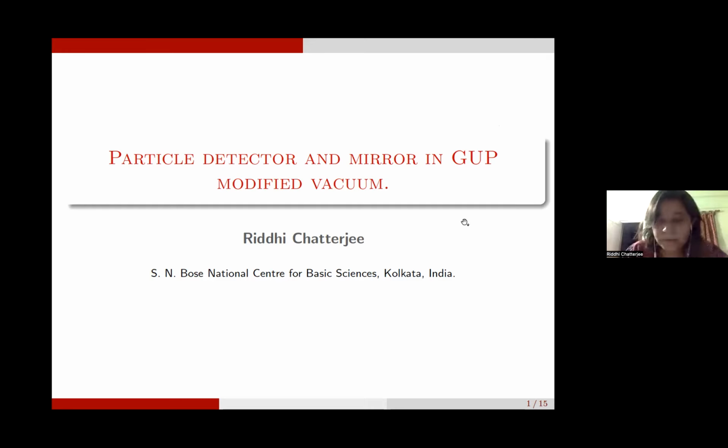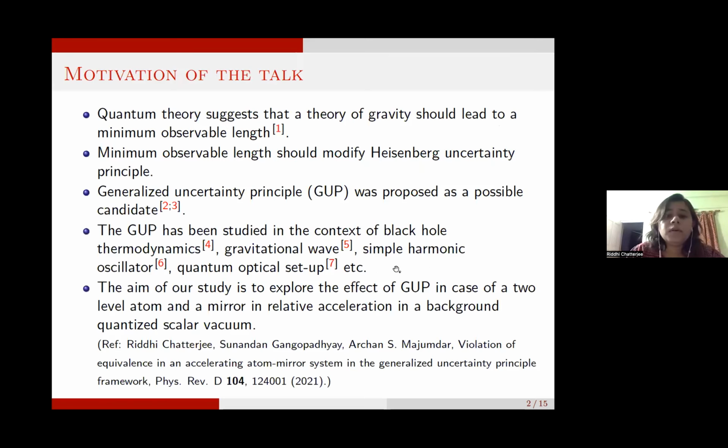So in this lecture, we will consider relativistic atom field interaction in the framework of generalized uncertainty principle. Now, we know that quantum theory suggests that a consistent theory of gravity should lead to a minimum observable length. And it can be argued that such a minimum observable length should modify Heisenberg's uncertainty principle. Now, generalized uncertainty principle, GUP, is one such candidate of modified uncertainty.